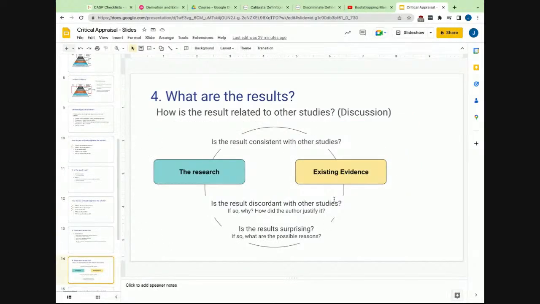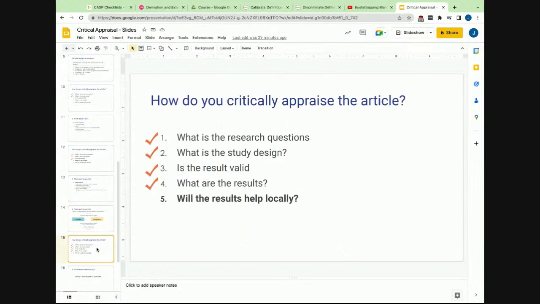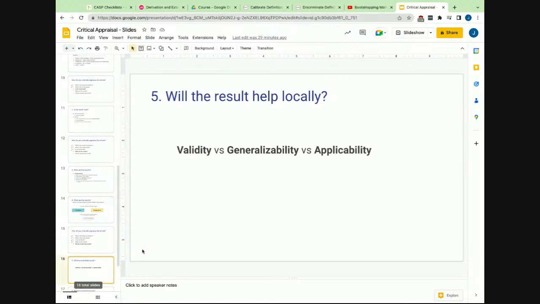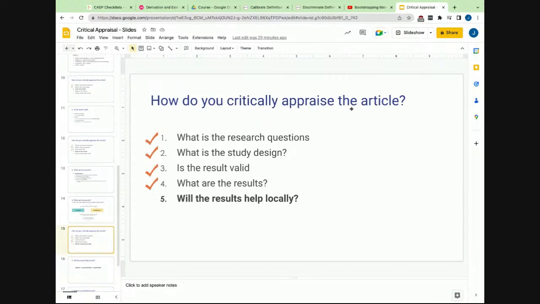And once we're done, we can read through the discussion section and look at how the current result fares based on existing evidence. Then once we are happy, we find that this is good quality, then we ask the final question: will the result help locally? So this is a 5-step approach of critically appraising the article. So with that background, let's go through the actual paper.